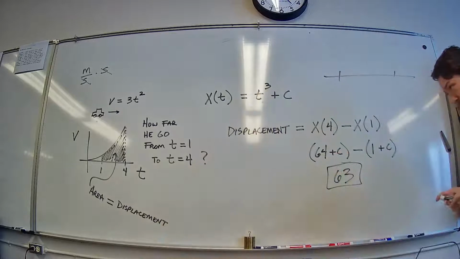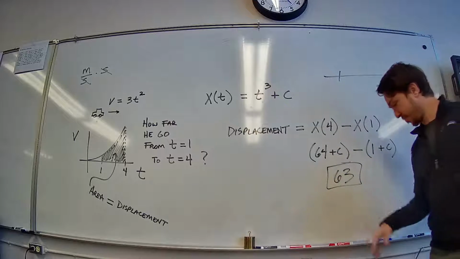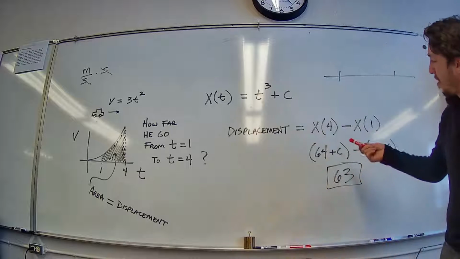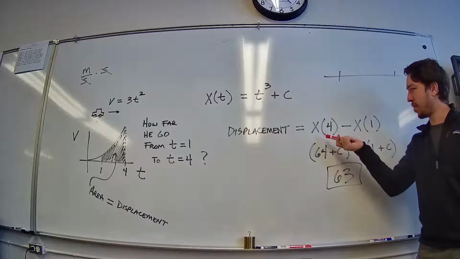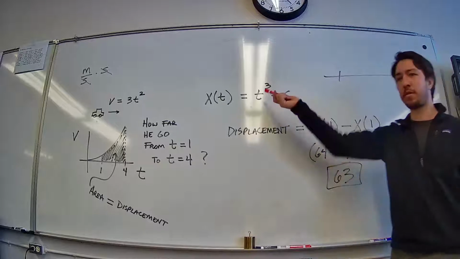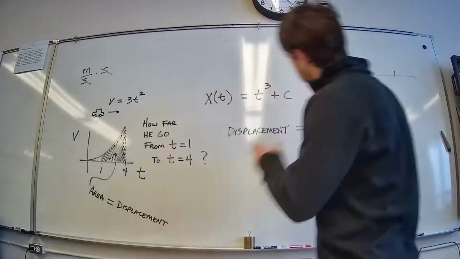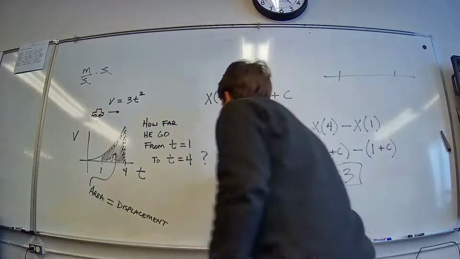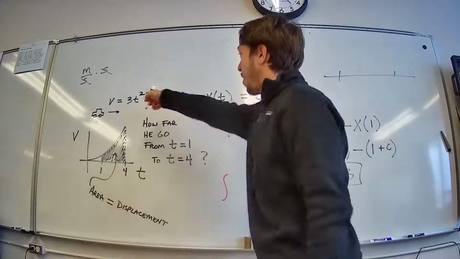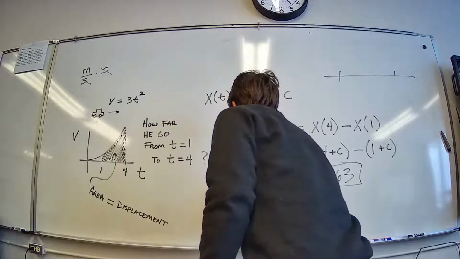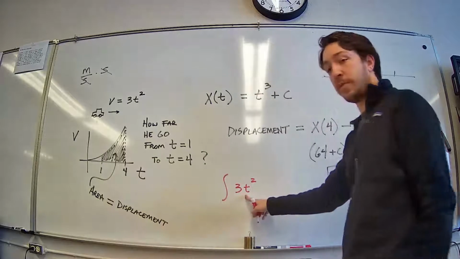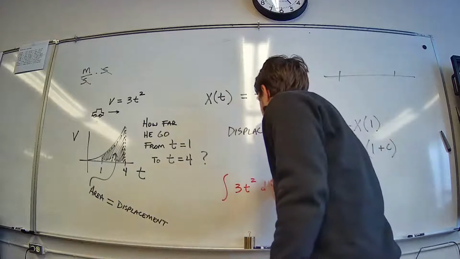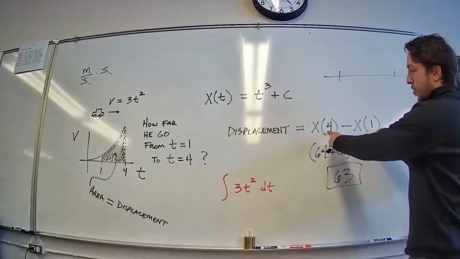So some notation then. I'm almost done, I promise. Where did this come from? Where did x come from? Well, it was the integral of this. So what we just did, this is the new notation, is we did the integral of the velocity function. We integrated it. And then how about the 4 and the 1?